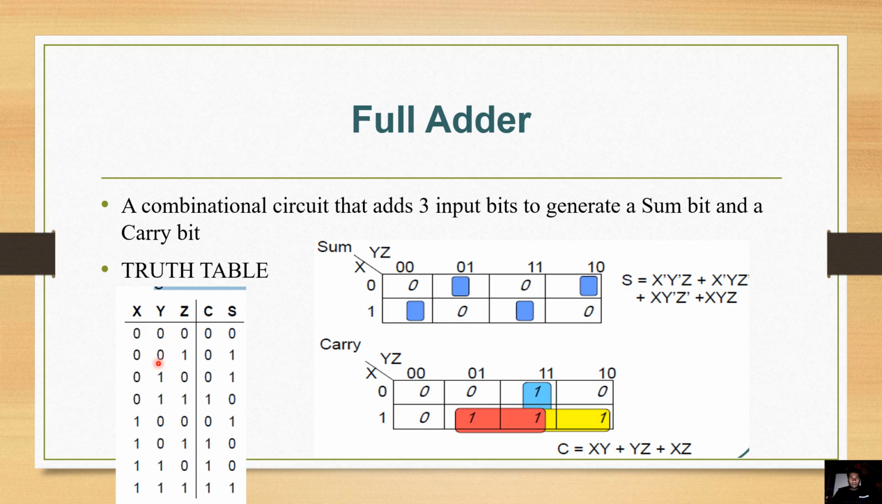And this is the full adder. This is the truth table of the full adder. A combinational circuit that adds three input bits to generate a sum bit and a carry bit. This is the truth table. This is the combinational circuit.